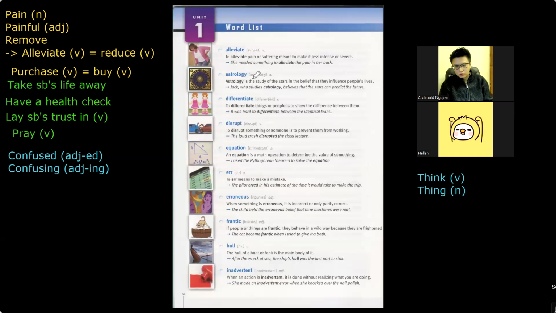So if I feel too much pain in my body, the thing that I choose to use for alleviating my pain is medicine. The person that I choose to call to alleviate my pain is a doctor. I am not going to lay my trust in astrology because I think astrology is not true. So show me what makes you feel so confused and what is so confusing. Let's go.